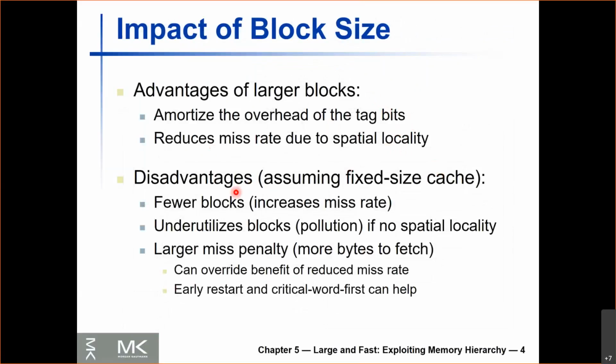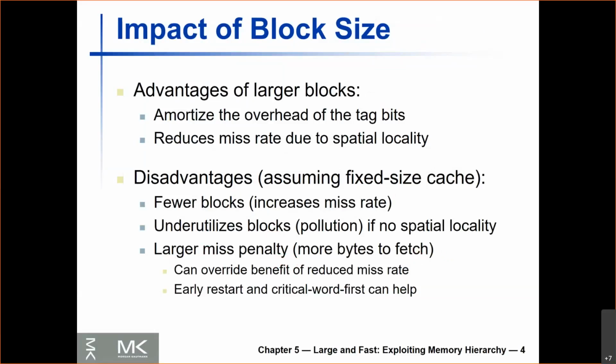But we said that the disadvantage, if we assume a fixed cache size, is that we have fewer blocks, which increases our miss rate. But also we underutilize the blocks if we do not have spatial locality. So if a program does not access nearby blocks at the same time, then we would have brought those blocks in for no reason. And because our blocks are larger, it takes a longer time to bring them in, so this means that our miss penalty is larger. So those are the advantages and disadvantages of increasing the block size.